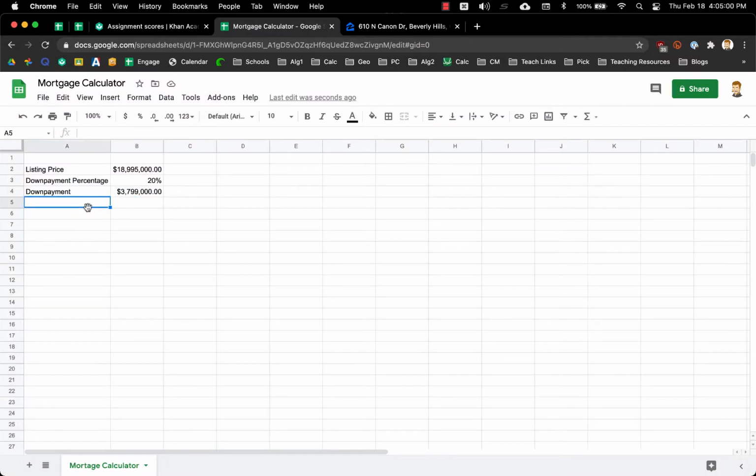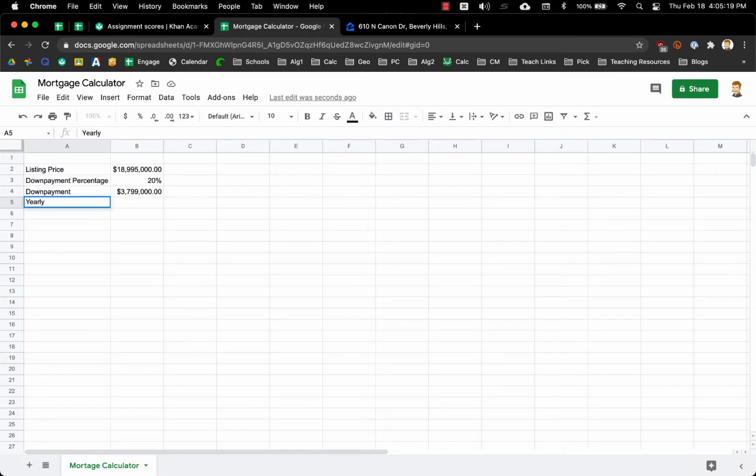How much money is left over that we need to borrow? How much do we need a loan for? How much do we need a mortgage for? Again, a mortgage is just a fancy name for a loan for a house. I know it directly translates as death pledge, I guess, if you're looking at the phonetics there.